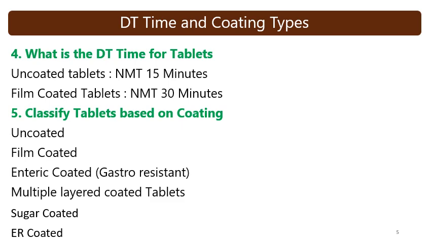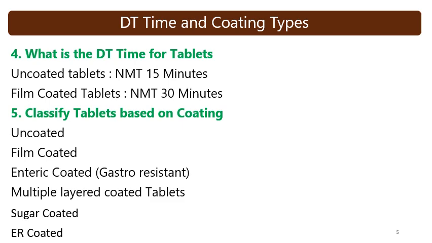Then what is the DT time for tablets? So generally uncoated tablets have not more than 15 minutes as a DT criteria. Film coated tablets will have a DT time of 30 minutes. So it differs a little bit from applicant to applicant and from pharmacopoeia. So these are the generalized DT times given here.